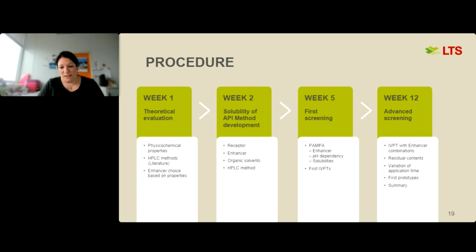We can also investigate the residue contents, make a full mass balance, and we can vary the application time, for example, if it's necessary. And after approximately 12 weeks, sometimes we are a little bit faster, depending on how much information we get in the beginning, for example, we have a full picture about your API and the potential of permeation, and we can make a go or no-go decision for the next step. Next step means first prototypes and development and adhesion searching and so on.